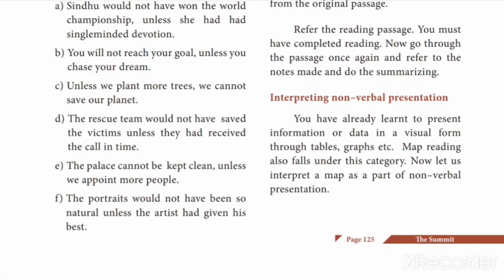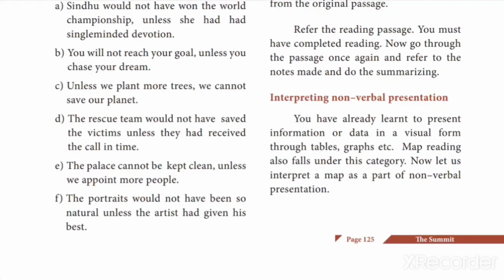Coming to sentence E. The palace cannot be kept clean unless we appoint more people. So we have to replace unless with if. When we do it, the verb appoint should be converted into a negative one. So we have to write, the palace cannot be kept clean if we do not appoint more people.